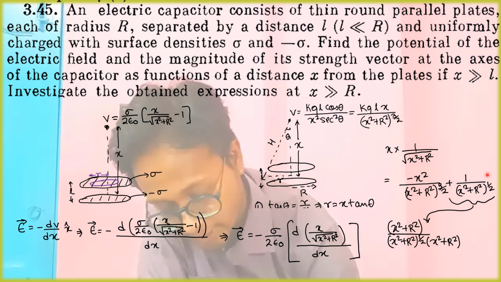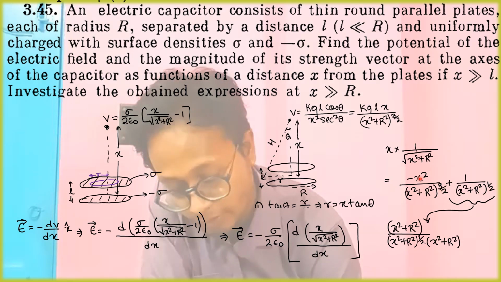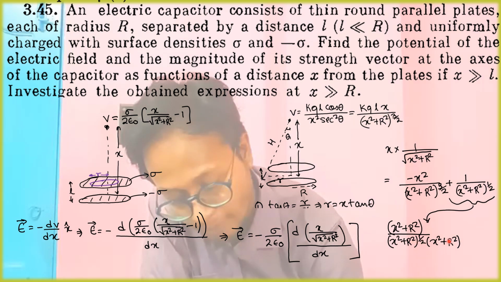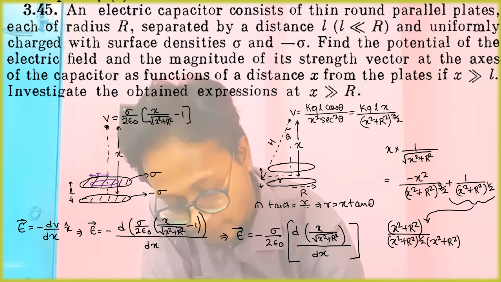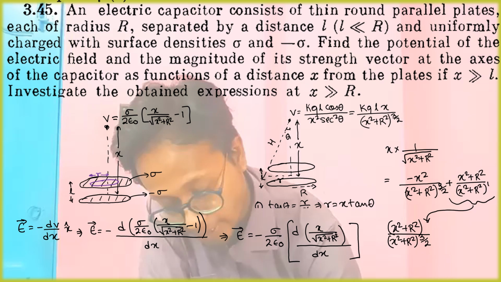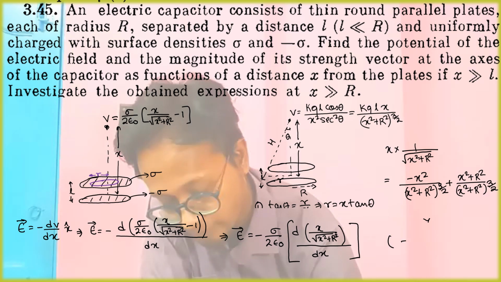This term is equal to this term, and why have I done that? To make the denominator equal so that I can calculate easily. So x square plus r square to the power 1 by 2 plus 1 is nothing but to the power 3 by 2. So this term will become x square plus r square divided by x square plus r square to the power 3 by 2. Fair and fine, no problem up till here.